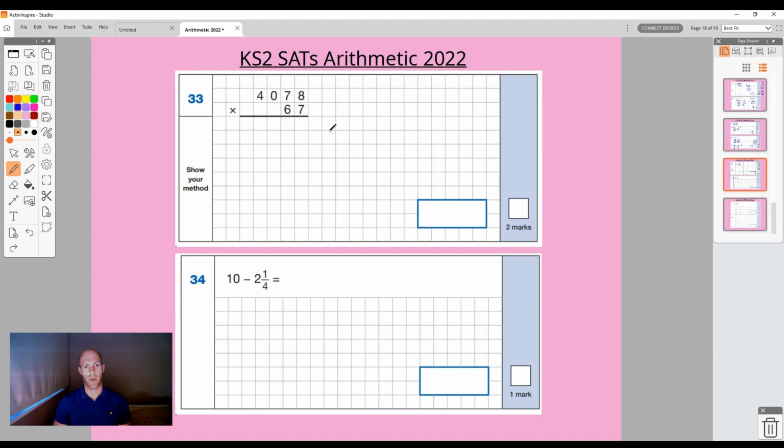A big long multiplication. Again, don't drop the method. 4078 times by 7. I'm reminding myself what I'm doing, giving myself space. 4078 times by 60. Okay, 7 times 8, 56. 7 times 7, 49. Add 5, 54. 7 times 0 is 0, so just bring up the 5. 7 times 4, 28. Down here I'm multiplying by a tens number, so it's going to end in a 0. 6 times 8, 48. 6 times 7 is 42.